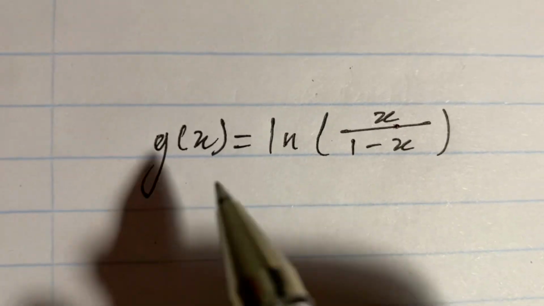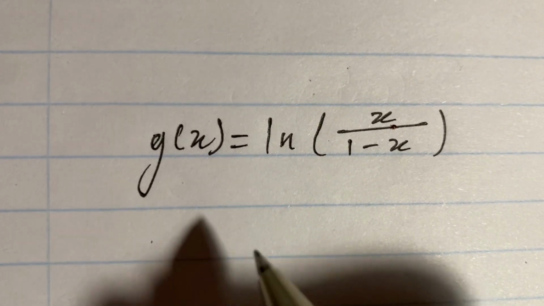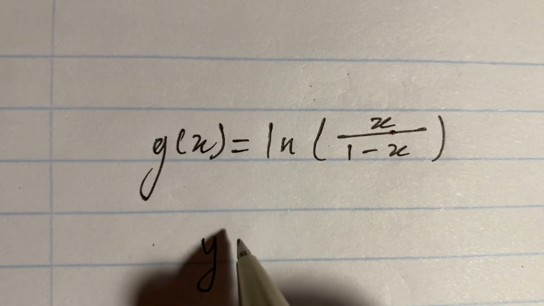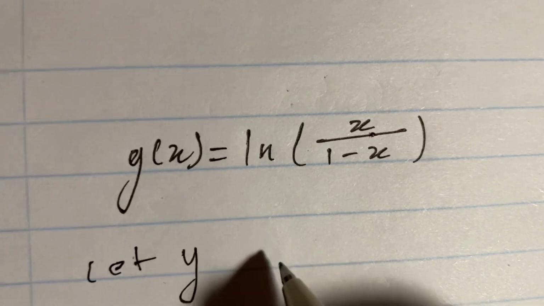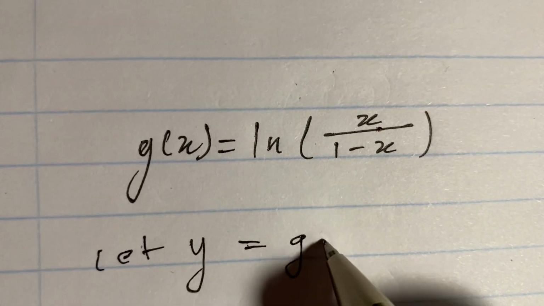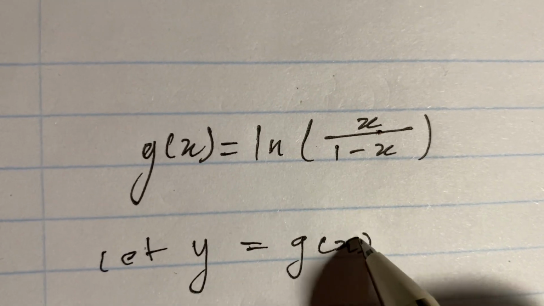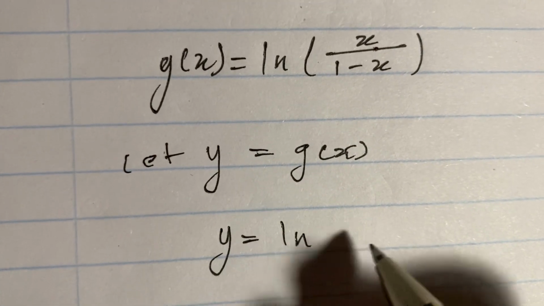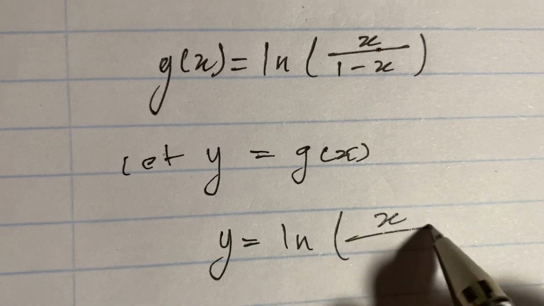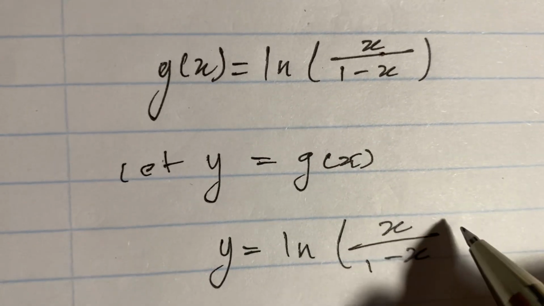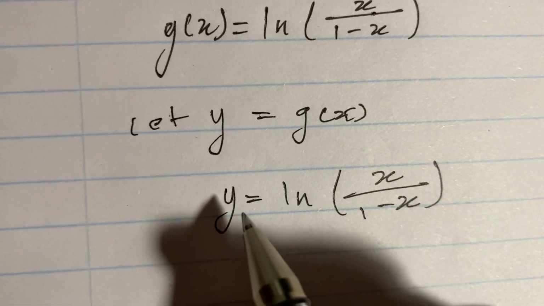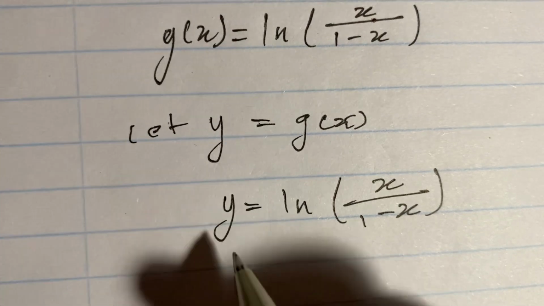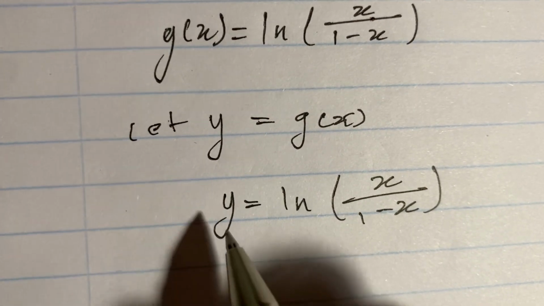Okay, so now let's find the inverse of this equation or of this graph. So we're just going to let y equate to g(x). Then we say y equates to ln of x over 1 minus x. And then what we do is solve this one. We make x the subject. So now how do we do that?